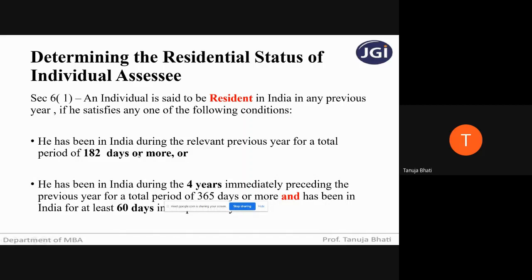Now, is this clear? Is this slide clear? You will understand in more detail when we solve problems on this. But still, if you have any doubt, you can raise it. Did you all understand this slide?